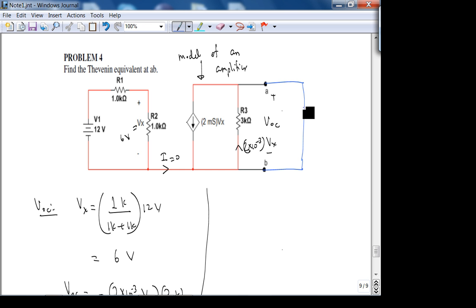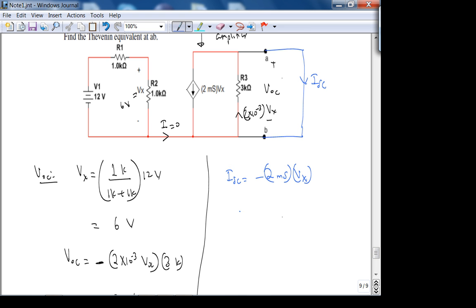Isc is this fellow. So when I connect a short circuit across these terminals, this resistor gets shorted out. So Isc is simply minus 2 millisiemens times Vx. Why do I know it's minus? Because this current comes here, the voltage across the resistor is 0. So all the current flows through here, keeps rotating around. But Vx doesn't change. So how much is this? Negative 12 milliamps, yes?